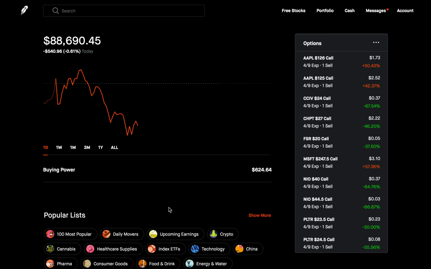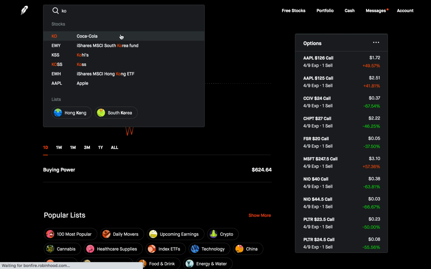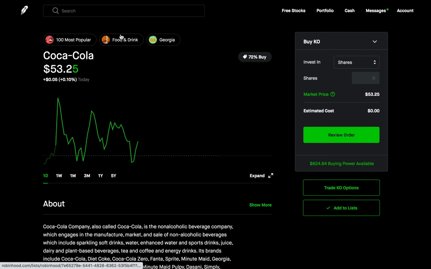So the goal of this strategy is to profit from neutral stock price action. So we're going to want to find a stock with low volatility, a stock that for the most part trades sideways and doesn't really move much up or down. The stock I want to use for this demo is ticker symbol KO, Coca-Cola. Now please do not copy the exact same trade I'm going to show you here. This is just an example, guys.